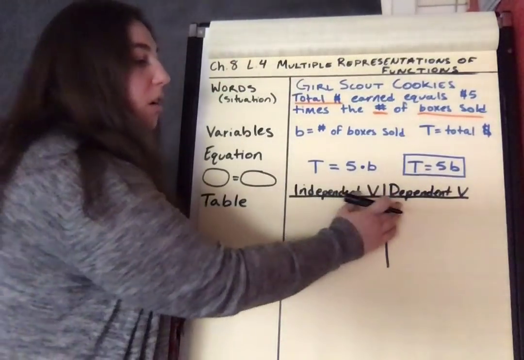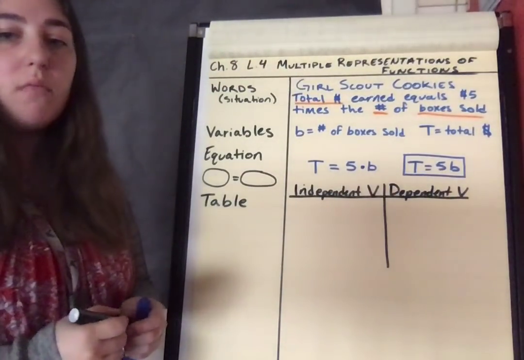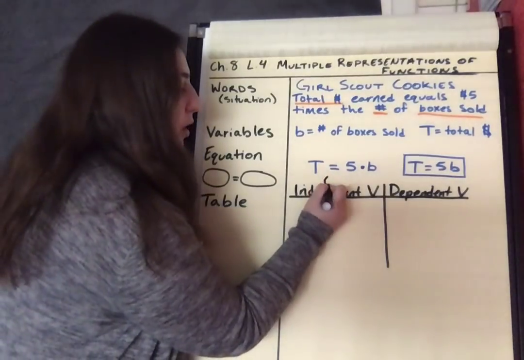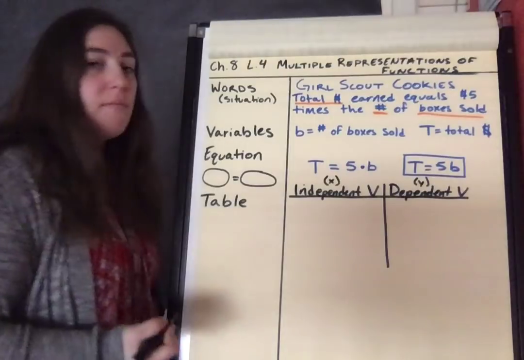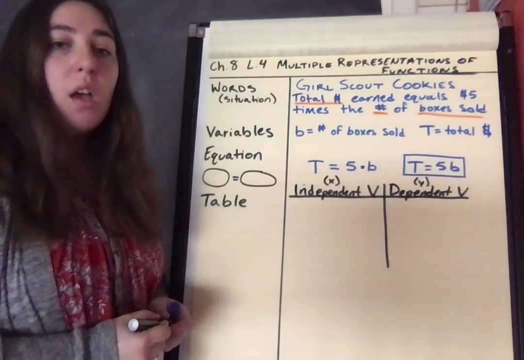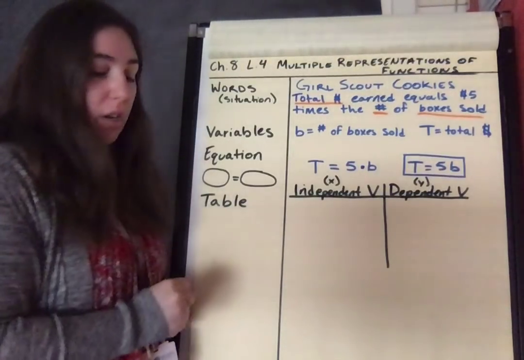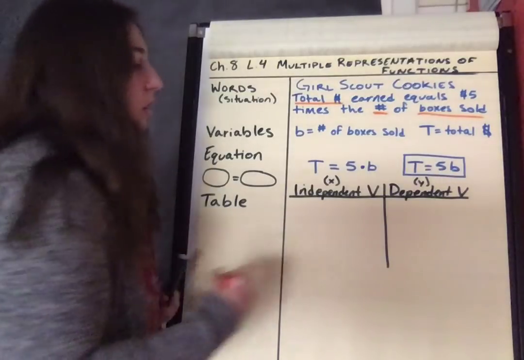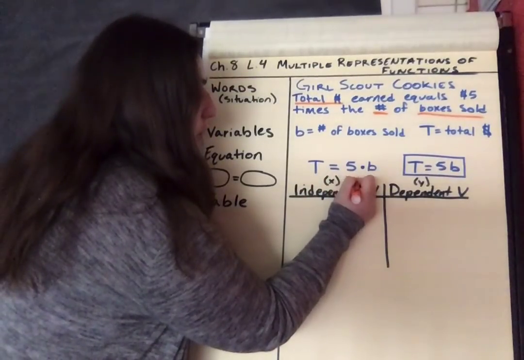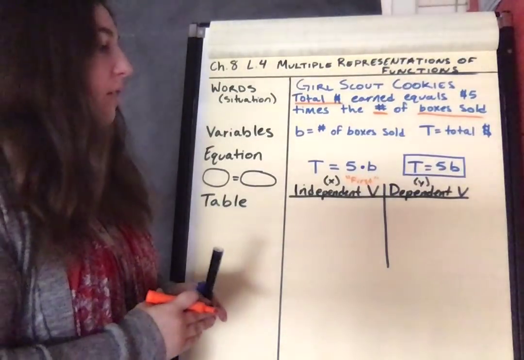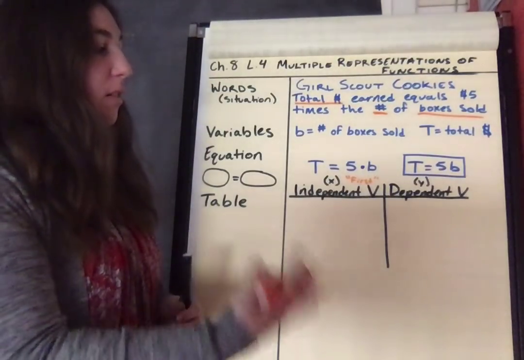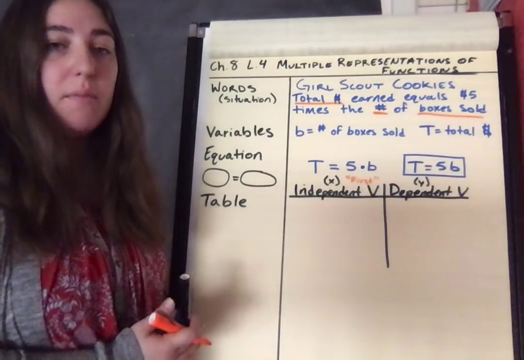So independent variable, dependent variable. And remember, this is our x and this is our y. Okay? The independent variable is our first. First, kind of like it does everything and it doesn't depend on anything else, right?